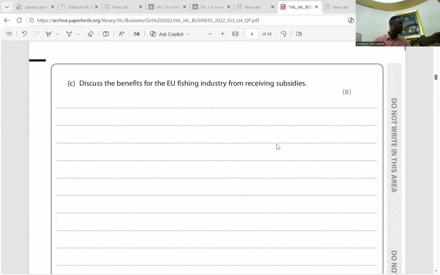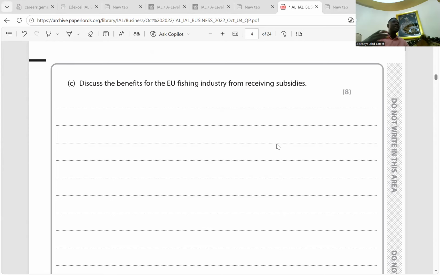According to Extract B, the EU paid 2 billion. Now, it is the EU, not the global markets now. According to Extract B, the EU paid 2 billion for its fishing industry in 2018. This allows the EU fish producers to lower prices and become more internationally competitive. This allows them to expand and increase their market share. With subsidies, the fishing industry in the EU may be able to create employment opportunities because they can expand into the global markets because they are internationally competitive.